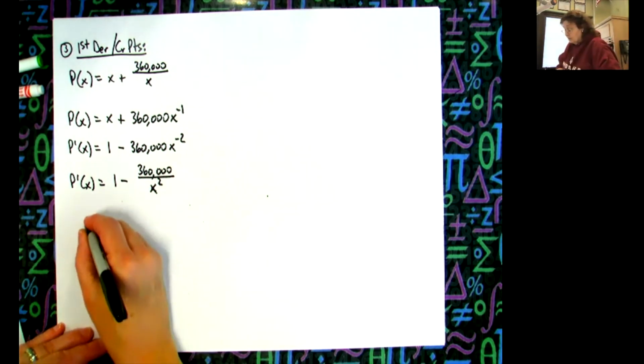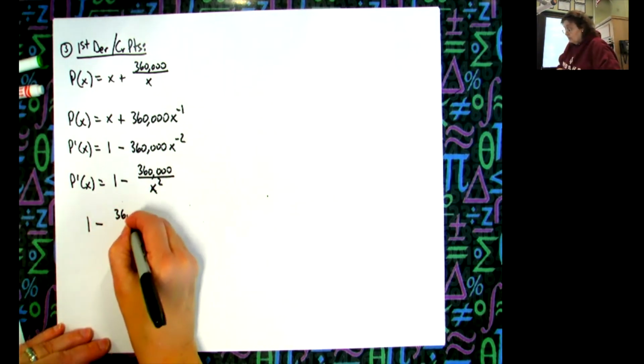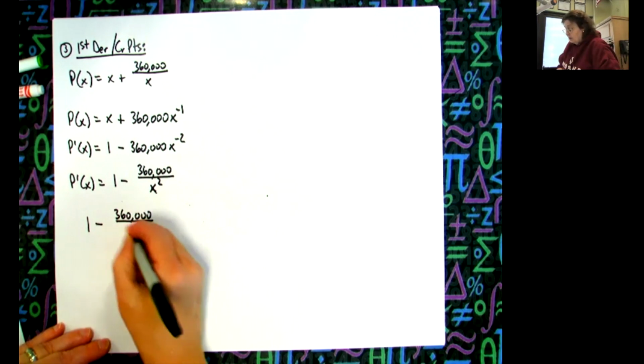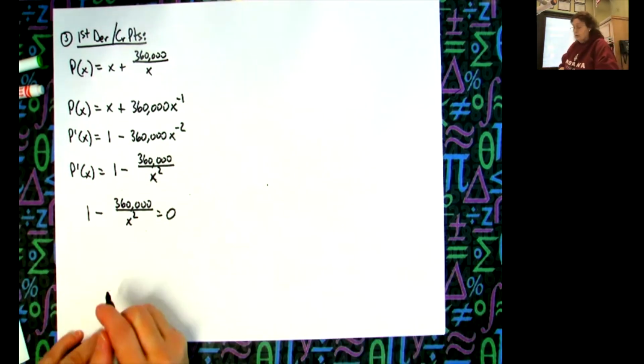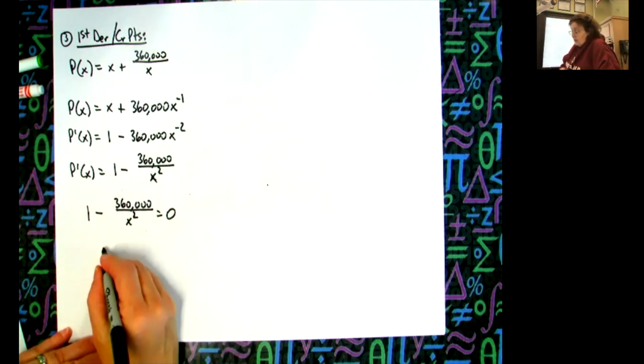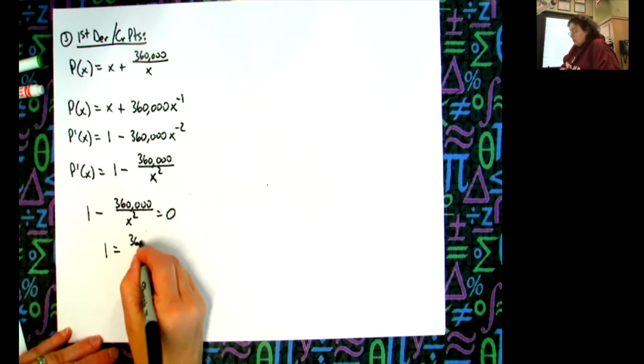So I'm going to set this equal to 0 now. 1 minus 360,000 all over x squared equals 0. So I'm setting it equal to 0, finding those critical points. I'm going to go ahead and move this to the other side. Show some steps here.